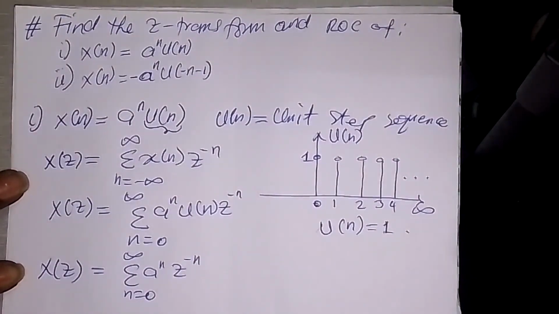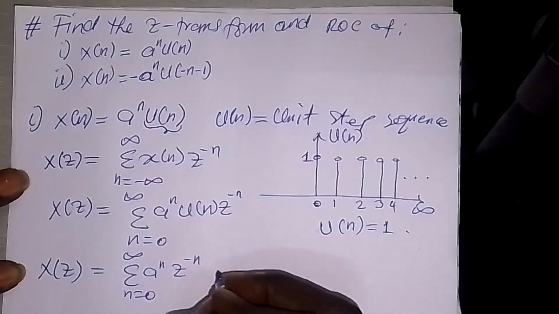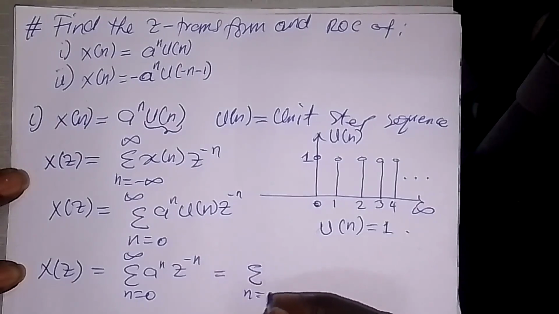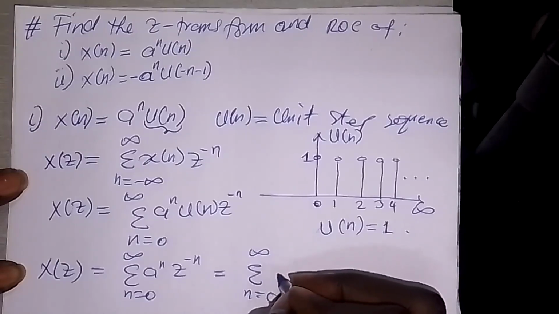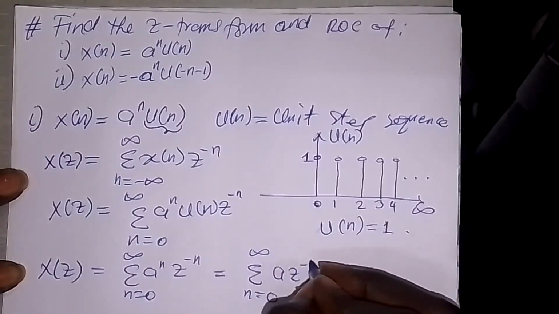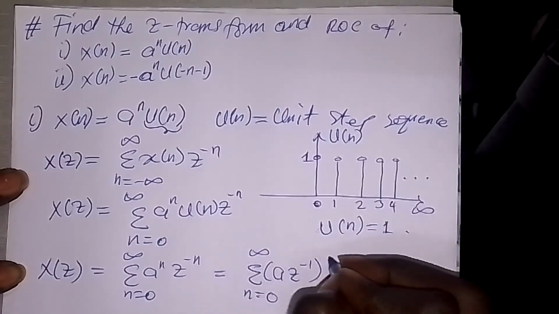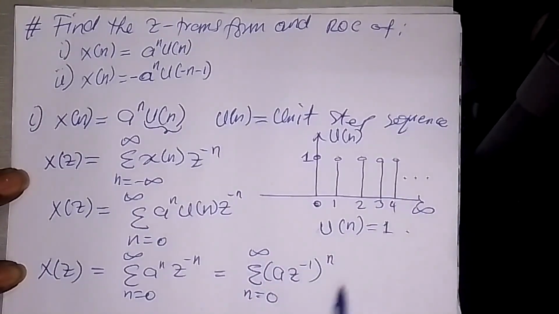Now I can simplify this equation by writing it this way: the summation from n equal to 0 to infinity of a z exponent minus 1, all exponent n. It's the same, because if you raise a z minus 1 to n, you get a exponent n as it is here, and z exponent minus n, which is the same as here. So the equations are the same.